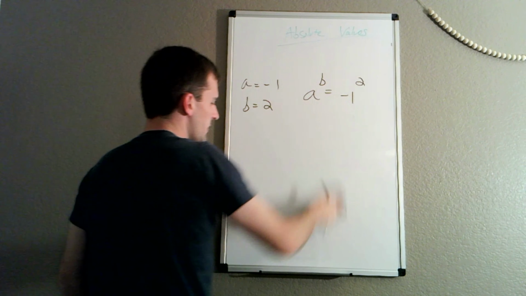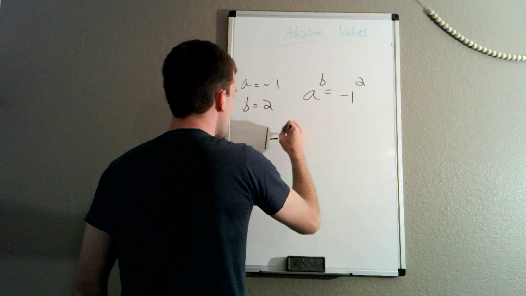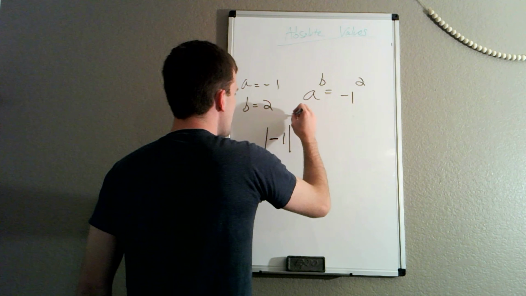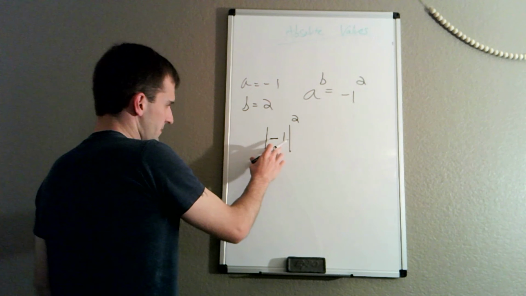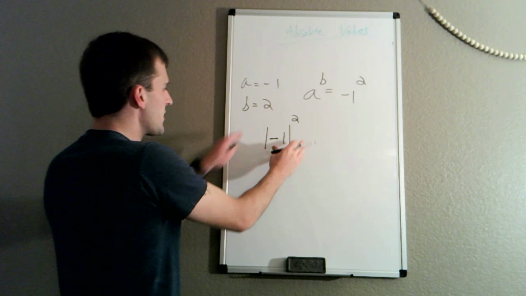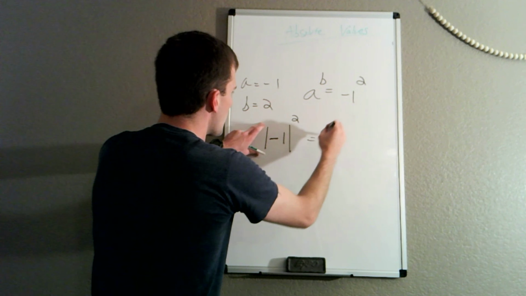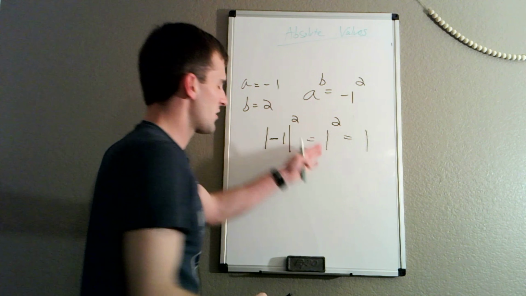Now let's throw an absolute value in here. Let's say instead of this, we're going to do the absolute value of negative 1, raised to 2. Well, we're going to start out taking the absolute value of negative 1. This is going to equal 1 raised to the power of 2, which is just 1. So it's 1 times 1.